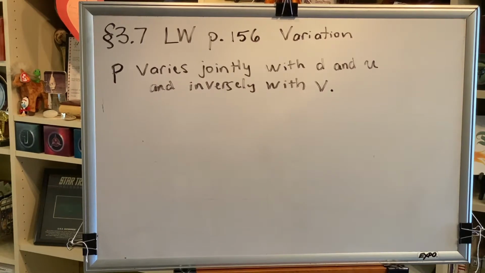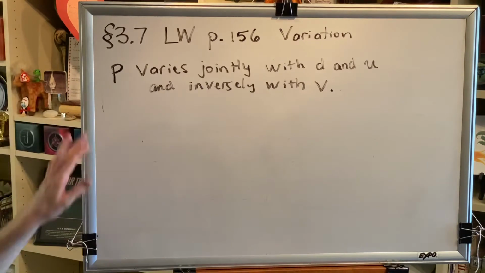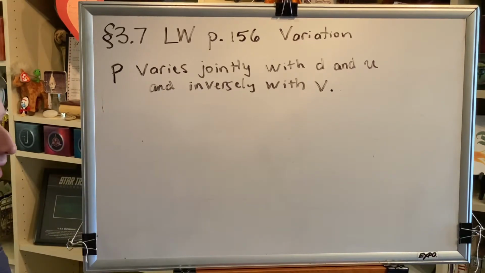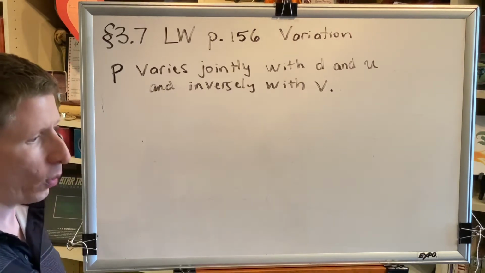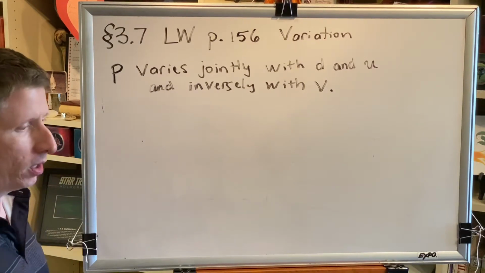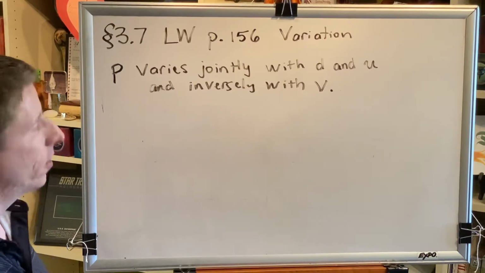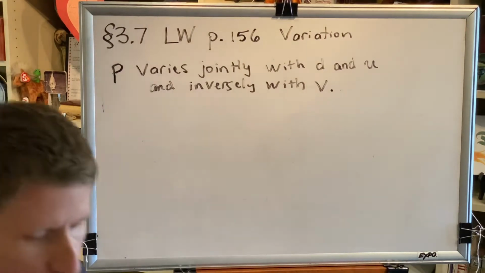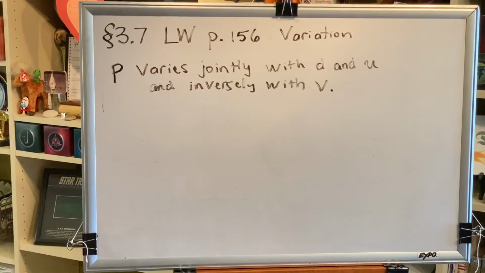We continue learning workbook page 156. Let's solve some problems. P varies jointly with D and U and inversely with V. Our job is to write an equation that expresses the relationship, and we should use K as the constant of proportionality. Okay, let's begin. So the first thing you want to figure out is, what's doing the varying?